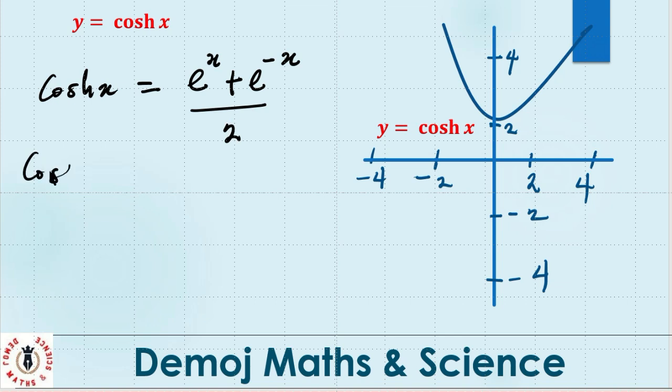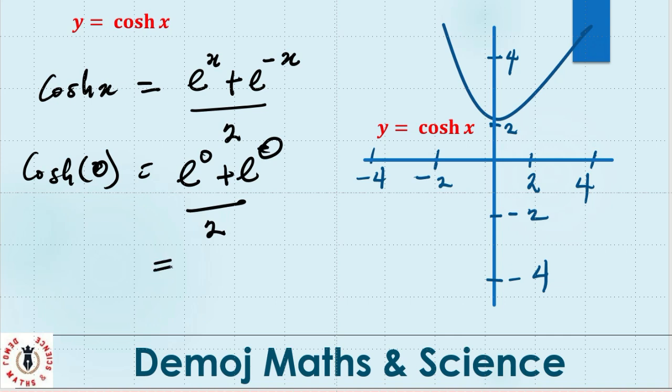Remember that when x is equal to 0, cosh of 0 is e raised to the power of 0 plus e raised to the power of minus 0, over 2. Anything raised to power 0 is 1. So e raised to power 0 is 1, plus 1, over 2. That's the same thing as 2 over 2, which is equal to 1. So cosh of x when x is 0 is 1.